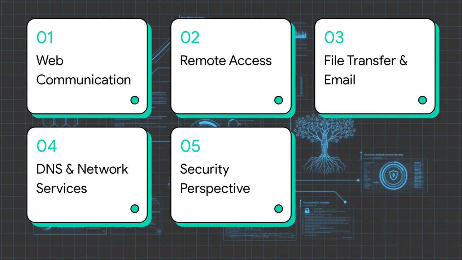Okay, let's dive right into today's structured intelligence briefing. Our system boot sequence covers 5 key areas. We're going to start with web communication ports, move into remote access ports, cover file transfer and email, decode DNS and network services, and finally, we'll wrap it all up by looking at things from the security perspective.